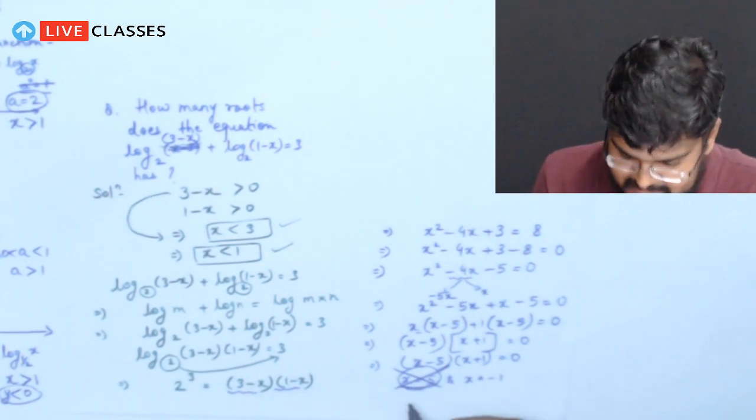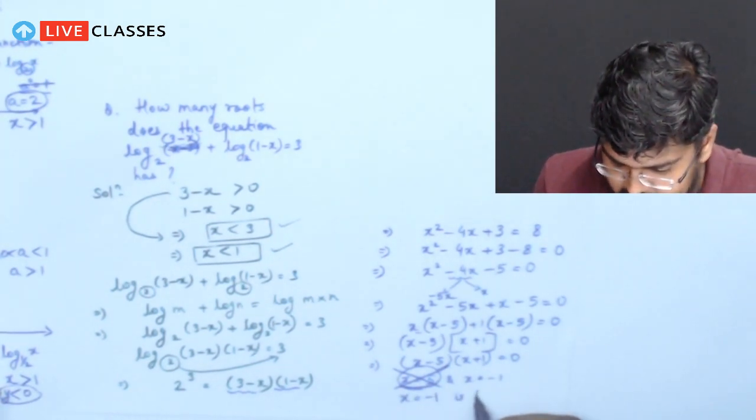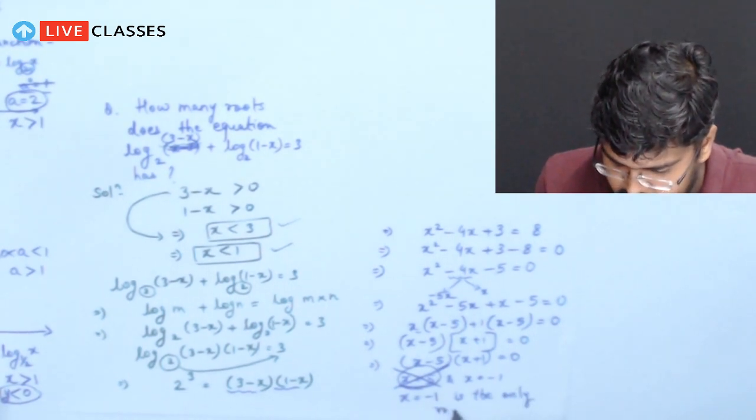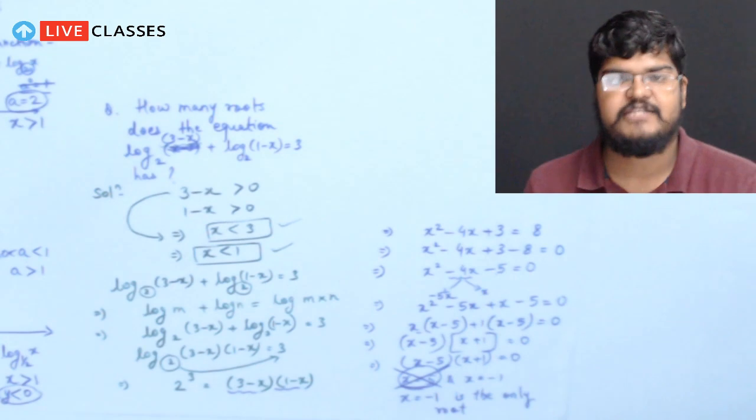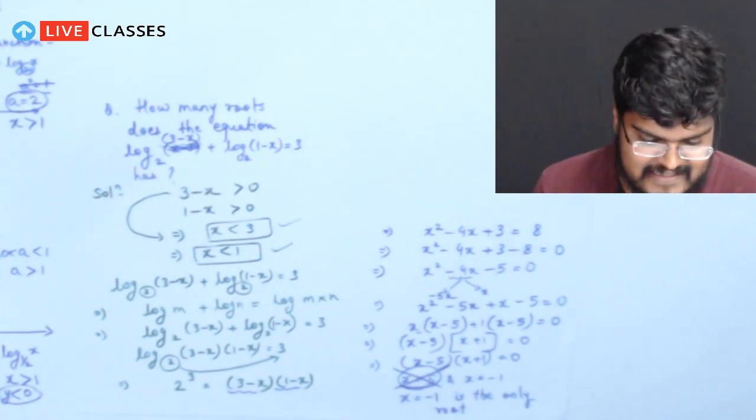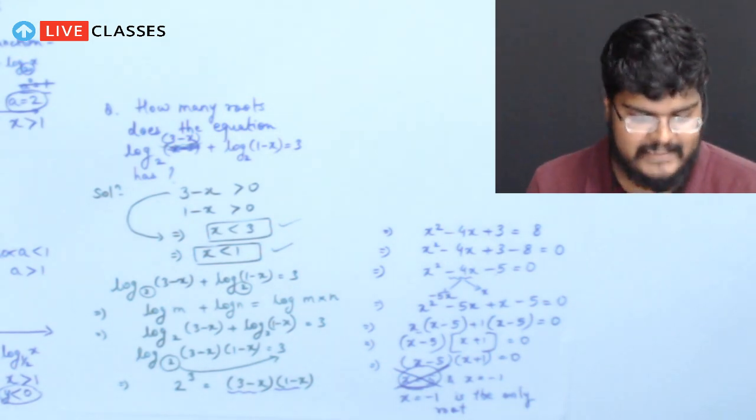And that is why you can say that x is equal to minus 1 is the only solution or only root of the given logarithmic expression. So guys, the answer would simply be one root.